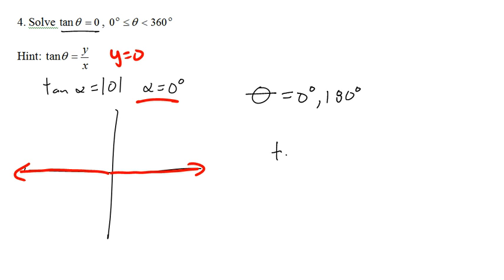And again, quick fire that into our calculators. Do the tan of 0 degrees, we're going to get 0. And if we do the tan of 180 degrees, we're also going to get 0.